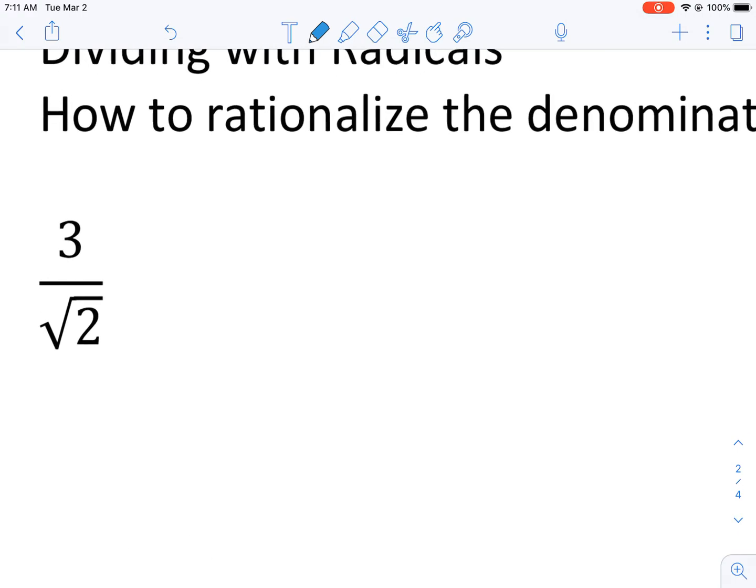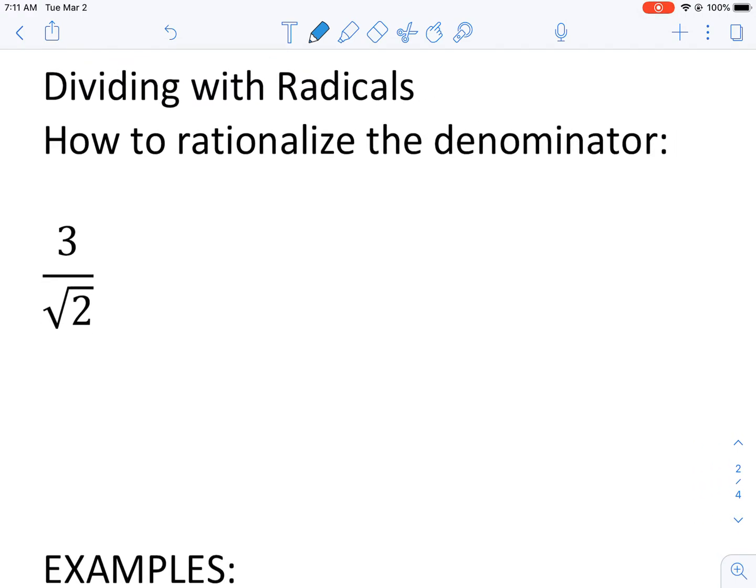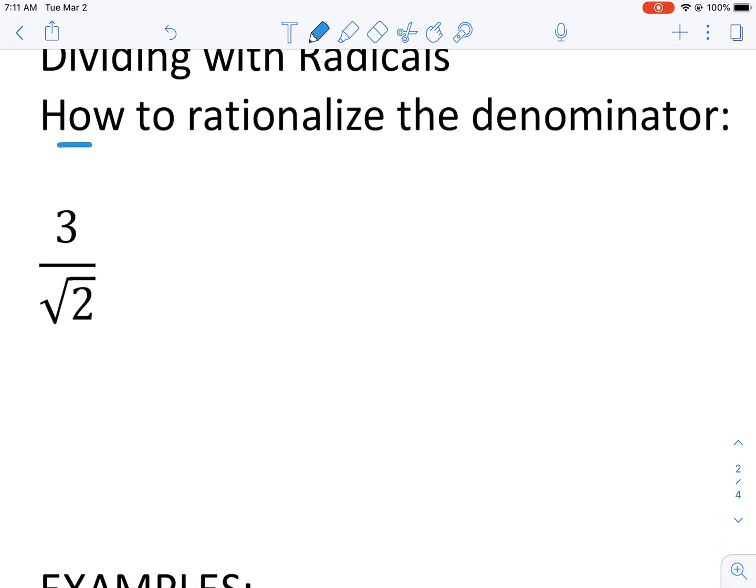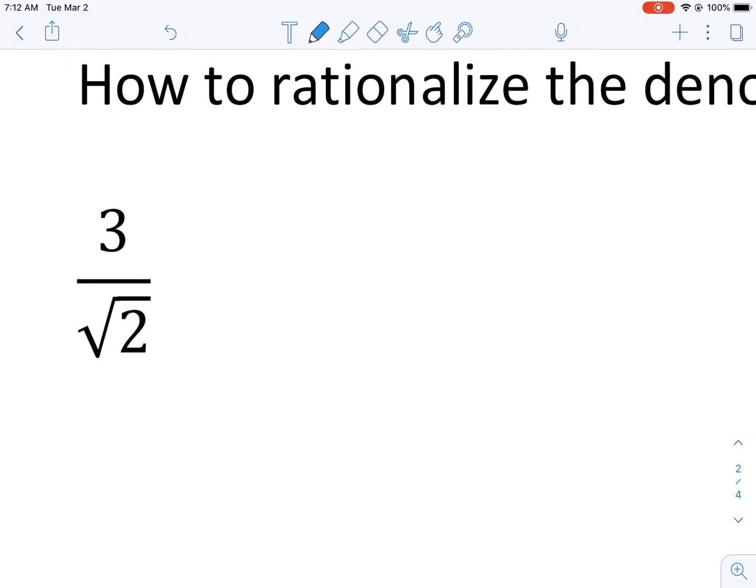When dividing with radicals, you don't want to have an answer that has a radical in the denominator of a fraction. It's just not considered good. So what you have to do is rationalize the denominator. In order to rationalize the denominator, you multiply by whatever radical is in the bottom over itself, all right? So we want to multiply by the square root of 2 over the square root of 2.